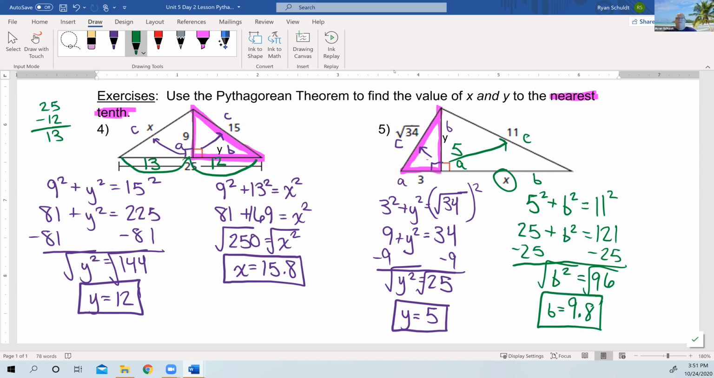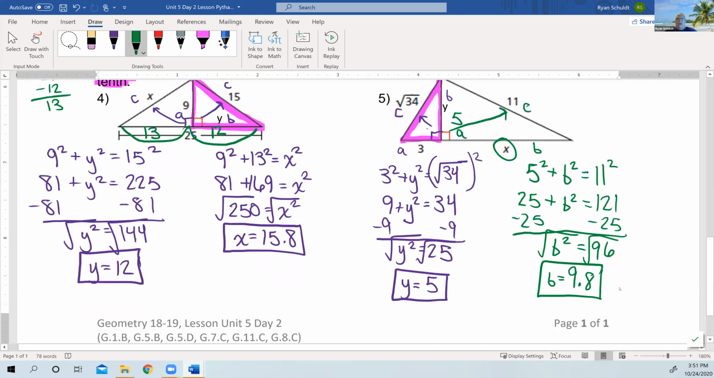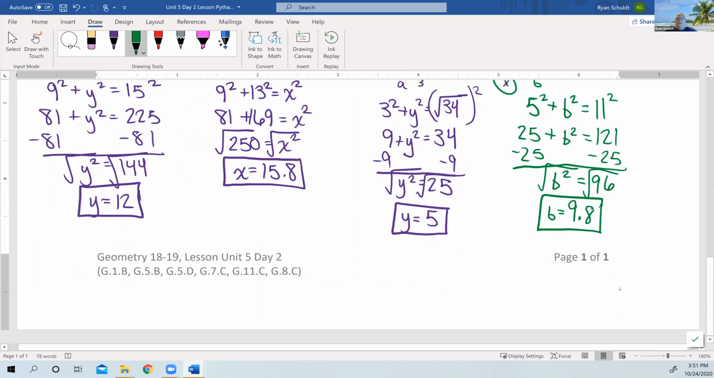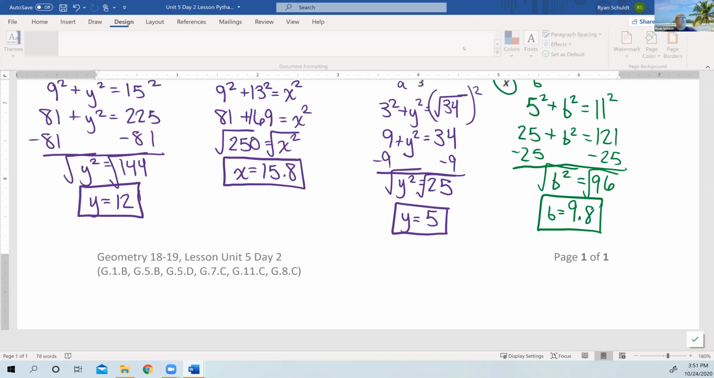Okay, so as far as this goes, that's it for the notes. If you notice, I can't go down anymore. That's it. So notes were short today.